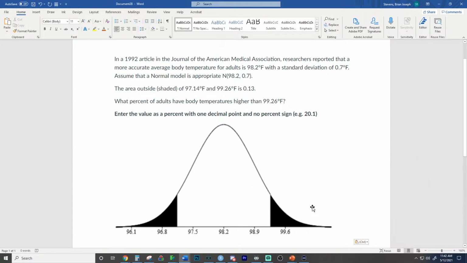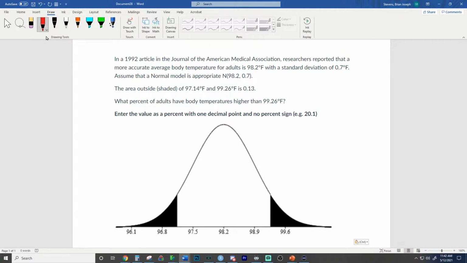We got that all. Okay, so here's what I'm going to do: I'm going to use this information right here. It says, what percent of adults have a body temperature higher than this? So you see we have 99.26, which is where this line is. They're showing that this is between 97.14. So let's draw on it. We're talking about body temperatures again. So this is at 97.14, and this is at 99.26. I think this one's easier.